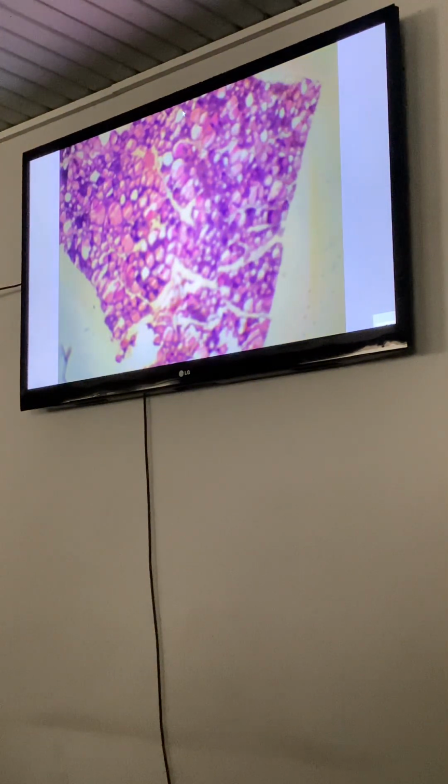Last slide, a section in the endocrine gland. This gland is the thyroid gland. The parenchyma of thyroid gland consists of rounded structures called thyroid follicles. Thyroid follicles.